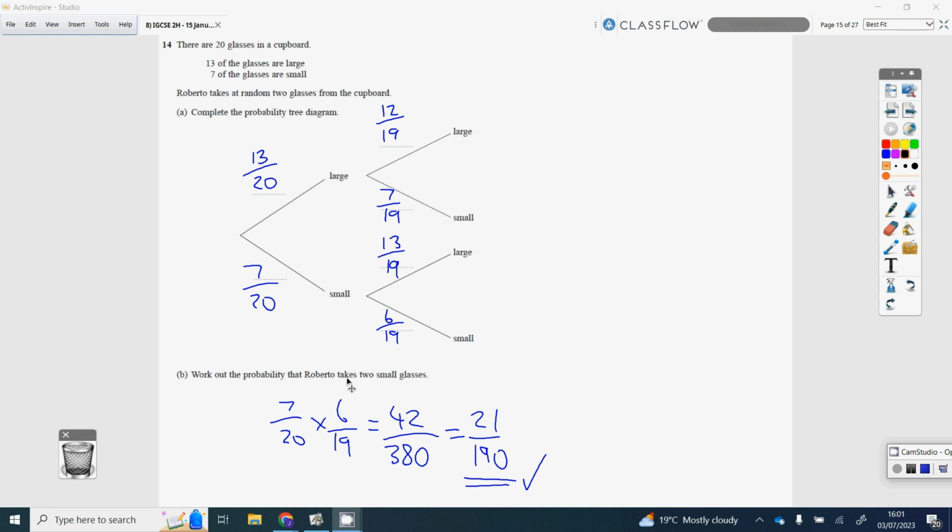Now, work out the probability that Roberto takes two small glasses. Well, that's going down here and then down here. It's that journey there. So 7 over 20 and 6 out of 19. Now, because it's a small glass and then another small glass, whenever it's an and, you multiply. So 7 over 20 times 6 over 19. Top times top, bottom times bottom is 42 over 380. You didn't need to simplify it, but you could do by halving both of them, giving you 21 over 190.